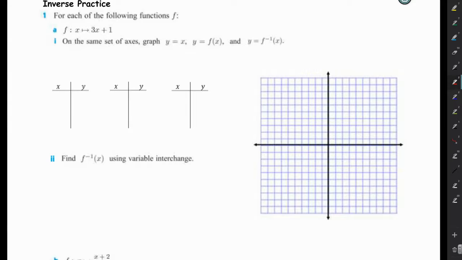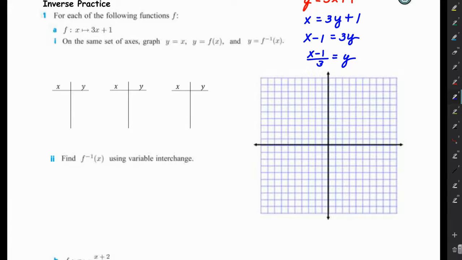All right, so we have some practice here. We have a function, 3x plus 1. On the same set of axes, we're going to graph y equals x, the original function, and the inverse function. So the first thing that I'm going to do is I'm going to find the inverse off to the side. My original function is y equals 3x plus 1. For my inverse function, I have to switch the x and the y. So I get x equals 3y plus 1. Solve for y.